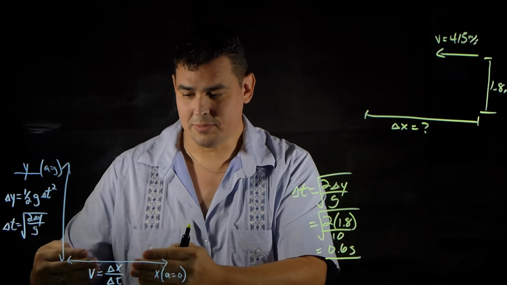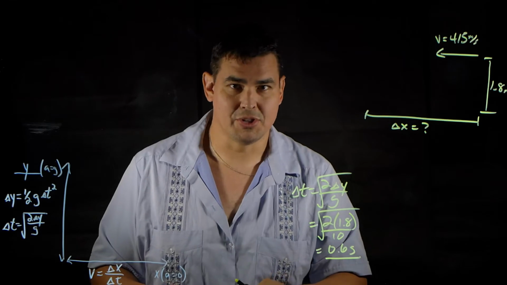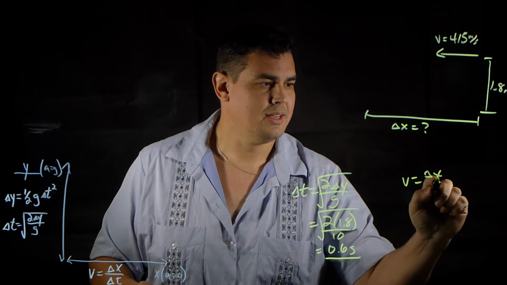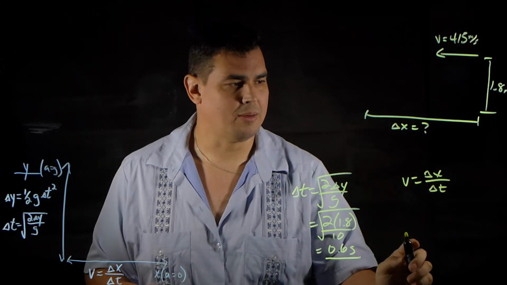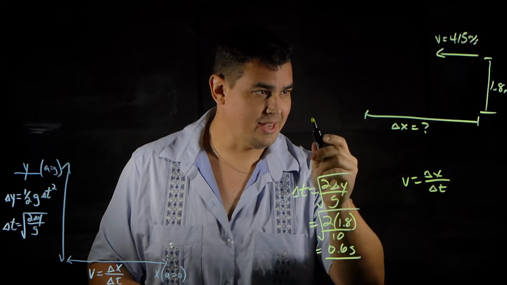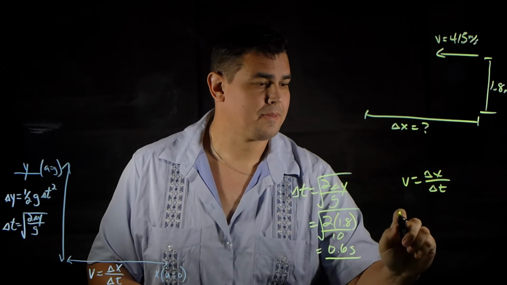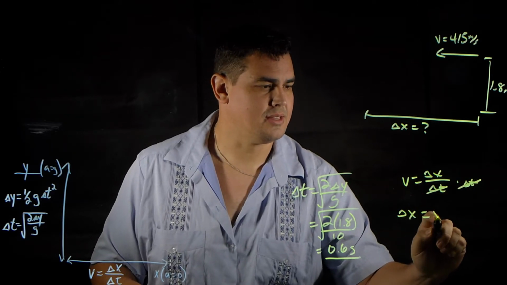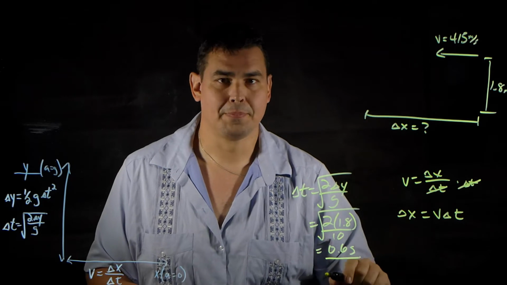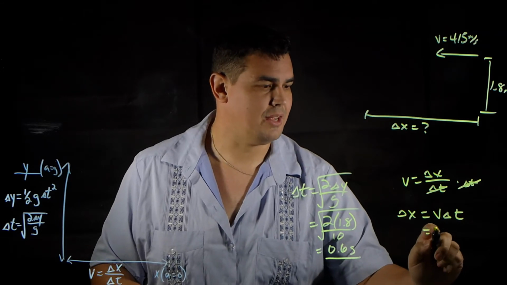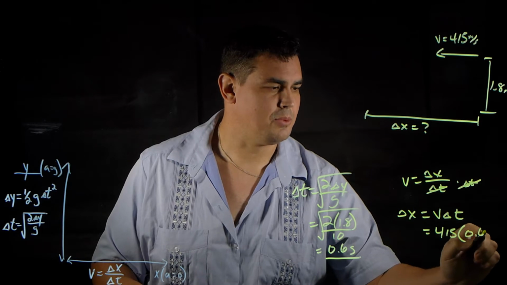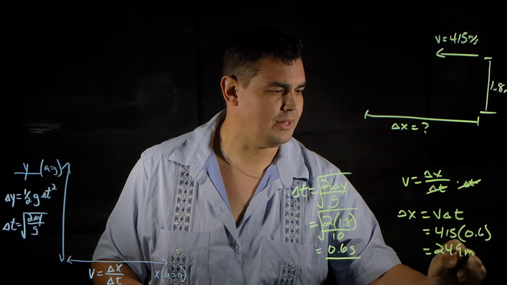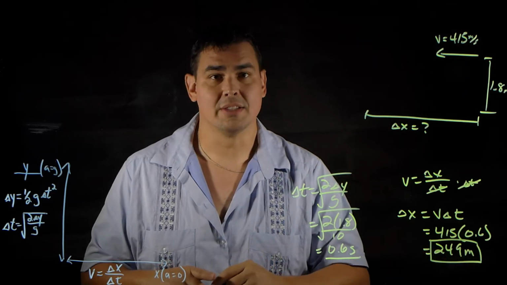I know the velocity, right? This is my only equation in the x dimension, because there's nothing accelerating. So I have to rearrange this. Velocity is displacement over time, right? If I want to solve for the x position, the displacement, I've got to multiply time over. So delta x is equal to v delta t. Now I can solve. My velocity is 415, my time is 0.6, so that gives me 249 meters that it's going to travel.